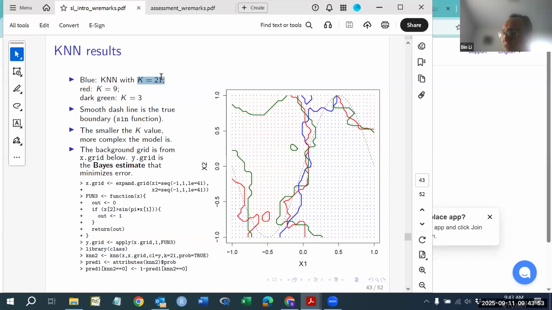Remember, the larger the K, that's the neighborhood size, the simpler the classification boundary is, the simpler the model is. When K decreases, you can see the class boundary change. The red one is more complicated than the blue one. When the boundary is dark green, that means K is 3, which is the most complicated one.